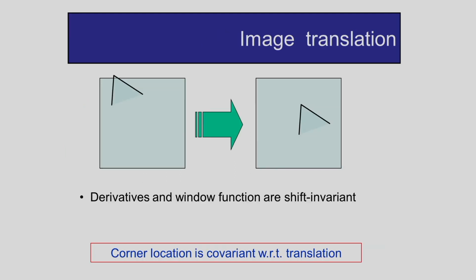Now, if I consider the translation operation, I am considering one corner point, and I am doing the image translation. In this case I am applying the derivatives, and mainly I am considering a window function and also the gradient operation. The gradient and the window function are shift invariant. So, that is why the corner location is covariant with respect to the translation operation. That is about the translation.